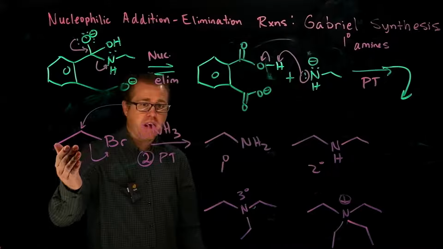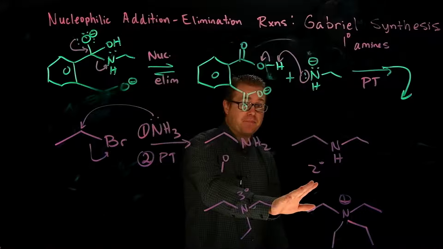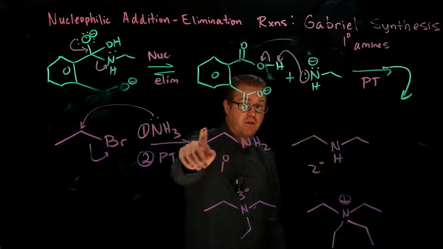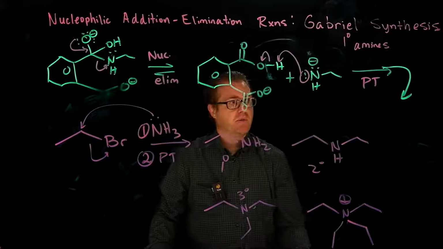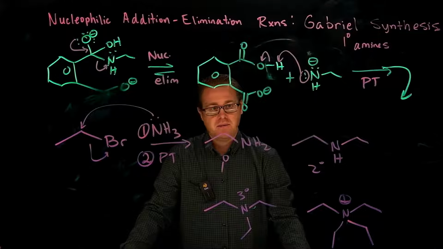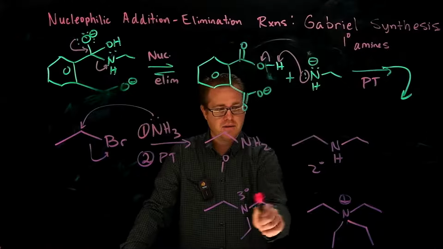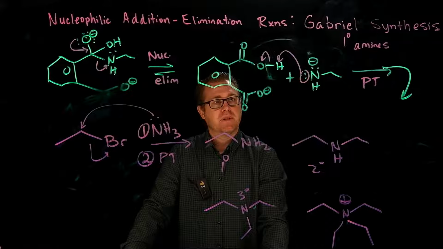So if you try to do it this way, you're going to get a mess. And your yield right here for your desired product, the primary amine, is not going to go so well. That's why the Gabriel amine synthesis is so powerful. It's because it doesn't generate these guys right here, just our primary amine. So that's pretty cool.